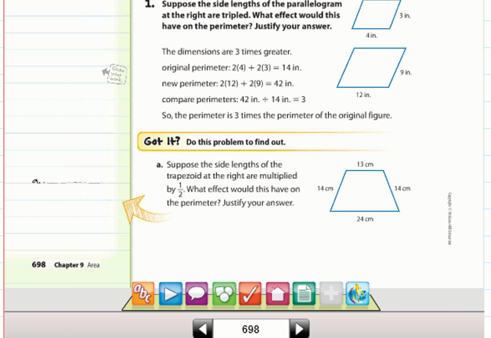In A, it says, suppose the side lengths of the trapezoid at the right are multiplied by 1/2. What effect would this have on your perimeter? So my perimeter would be half the size of the original figure.